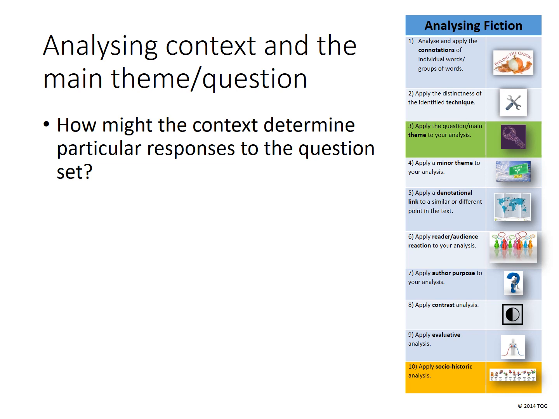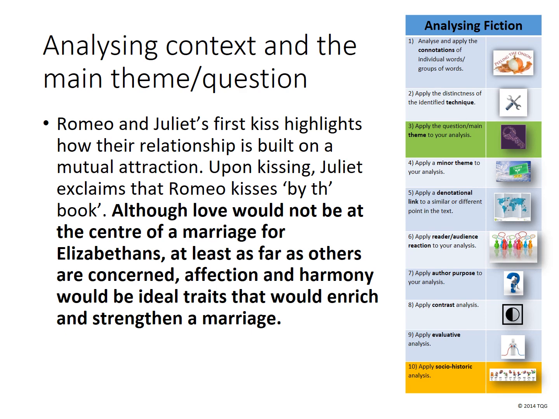Another combination is to think of how the question or the main theme would be seen in that particular context. So the example for this I have given is this. Although love would not be at the center of a marriage for Elizabethans, at least as far as others are concerned, affection and harmony would be ideal traits that would enrich and strengthen a marriage.